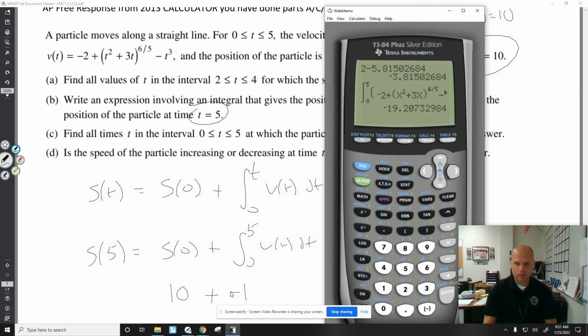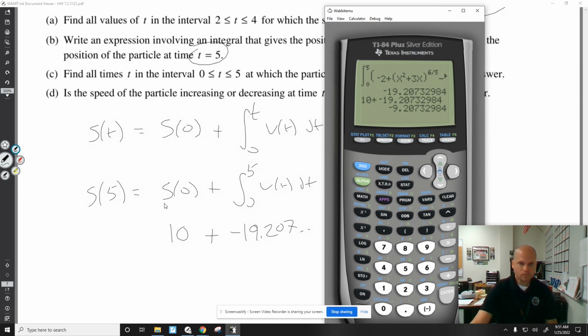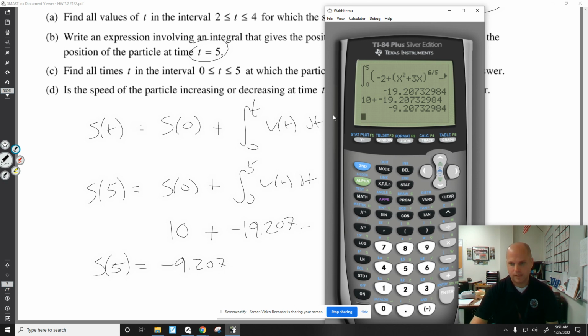Do you see how long it took your calculator to get that? Why? Your calculator has to do a bunch of arithmetic. For a calculator, that was slow. And boom, we have our position at time 5. So I started at position 10. Between 0 and 5, I might have moved left and right a bunch, but my position at time 5 is 19 units to the left of my position at time 0. That's the displacement. That's it.